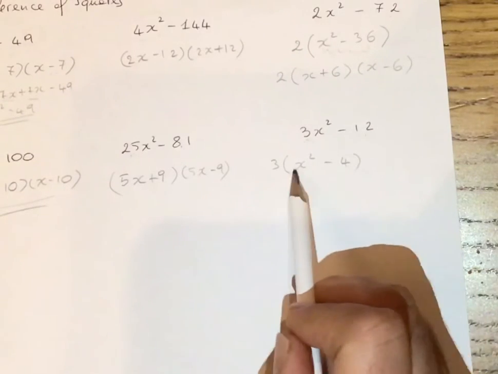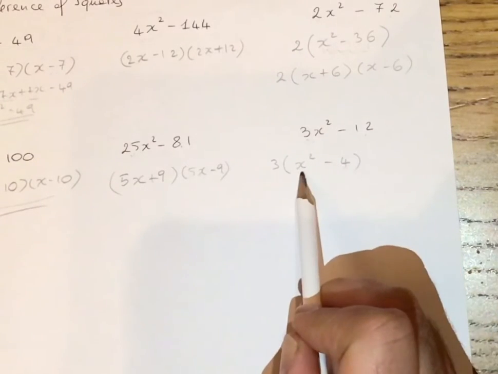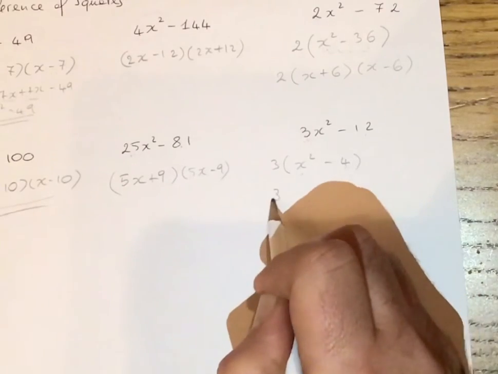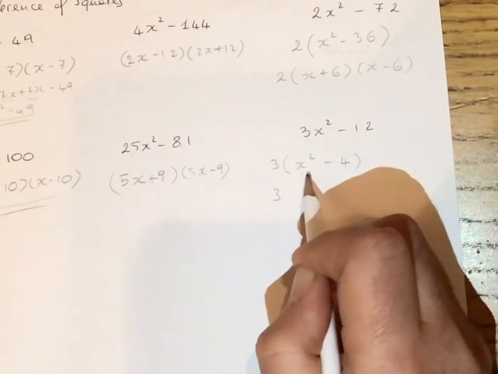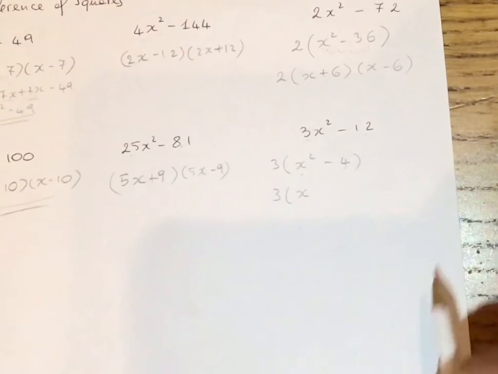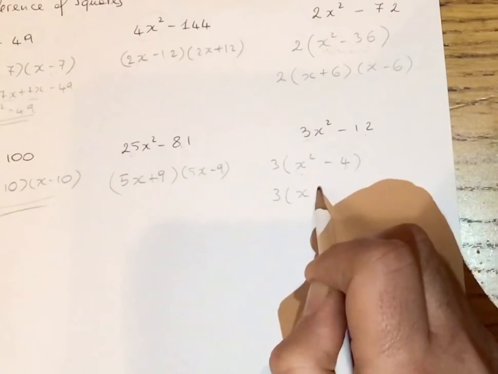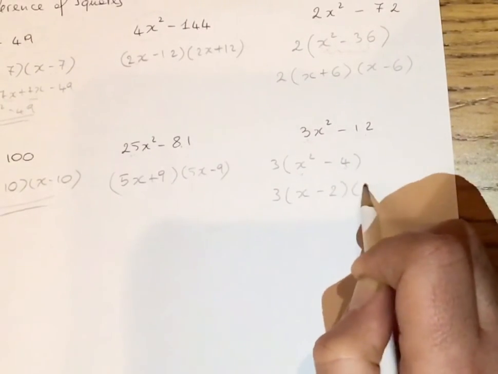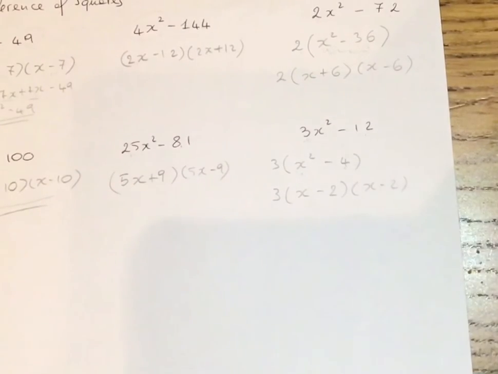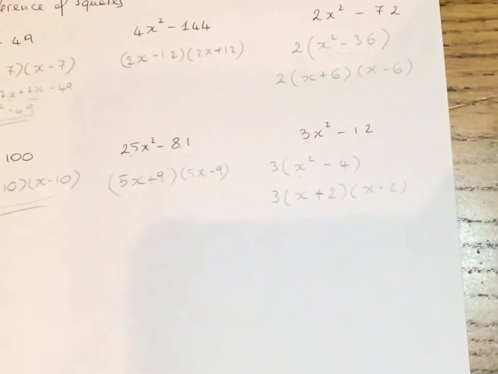Second step is to spot this is a difference of squares, so what squared is x squared, and the answer is x. What squared is 4? It is 2, because 2 times 2 is 4. One positive and one negative.